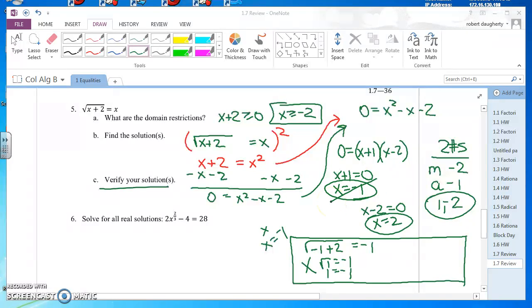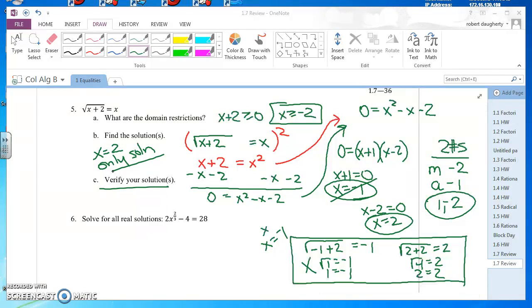Now let's check 2. Does the square root of 2 plus 2 equal 2? On the left side, I've got the square root of 4 equal 2. 2 equals 2. That's correct. So in this case, x equals 2 is the only solution. Okay? I thought that x equals negative 1 was a solution, but when I checked it, it is not. So very important, when you square both sides of an equation, you want to check your answer, especially when you get these two answers back. You need to double check that.